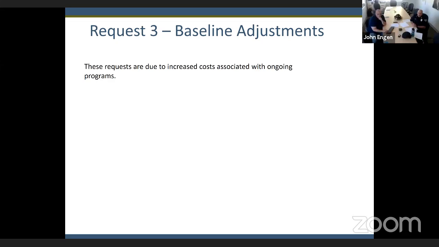Request number three are baseline adjustments for increased costs associated with ongoing programs and licensing. These are existing contracts that, due to additional expenses for the licenses and programs, we need additional funding to cover those ongoing programs.